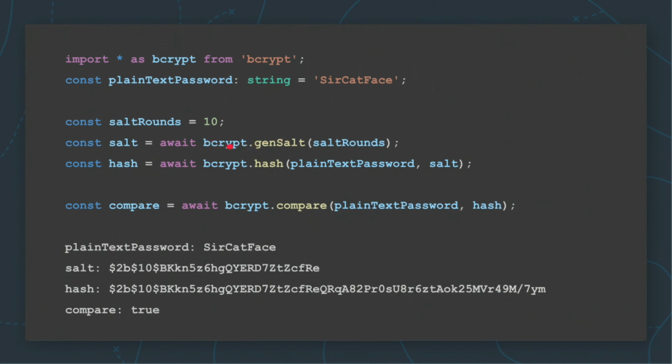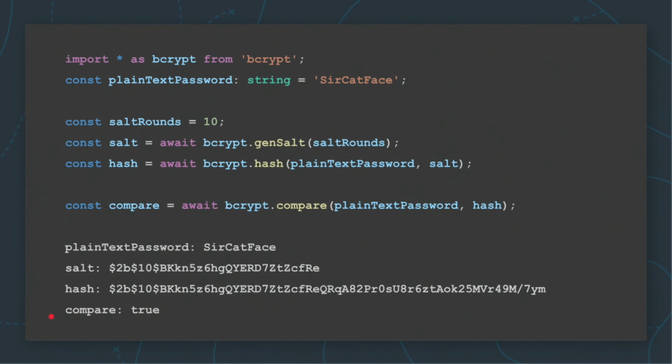We use our library bcrypt.genSalt, telling it the number of times we want to jumble, and that'll be saved as our variable salt. We'll then create our hash by using bcrypt.hash, which takes in a password and our salt to generate that hash. Finally, when we want to compare to see whether or not our password matches our hash at runtime, at comparison time, we can use bcrypt.compare to check those two things.